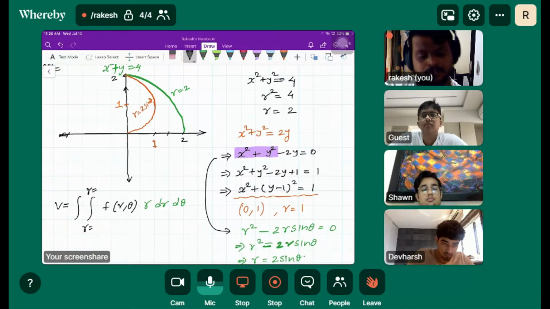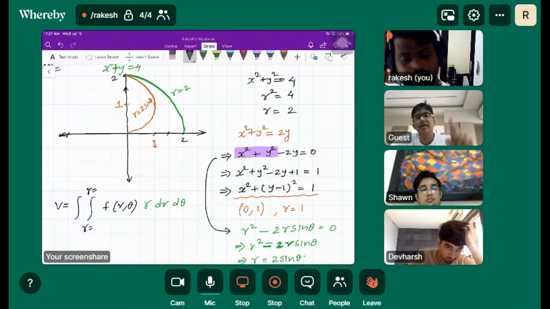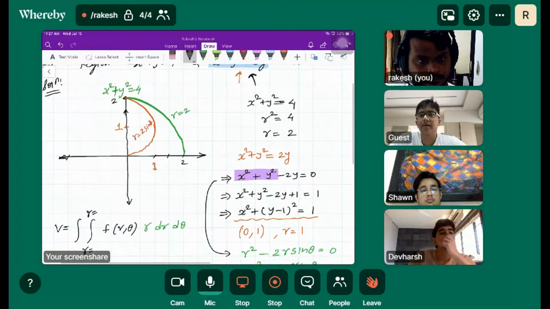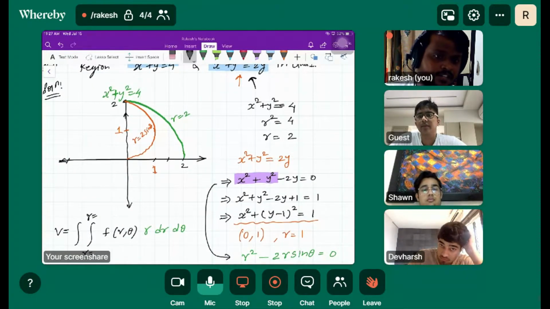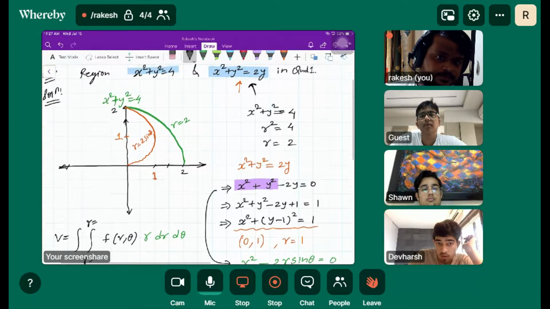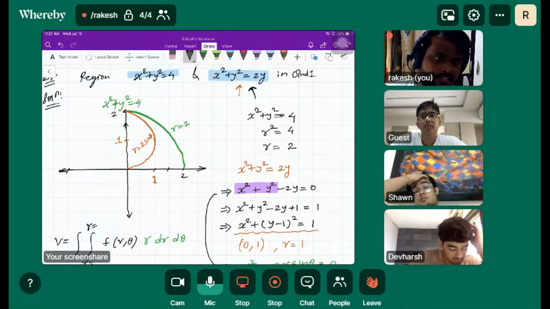Did you understand what the region is here? We have not shaded the region here. What is our region? Is it between the y axis and the red curve, or between the orange curve and the green curve? Between orange and green curve. Does that make sense to you properly?